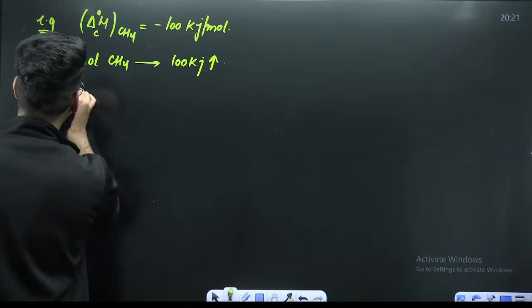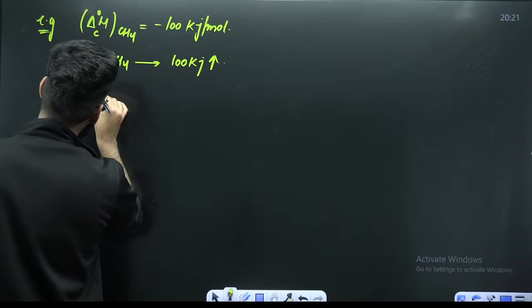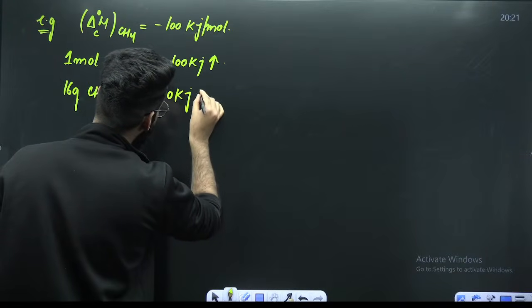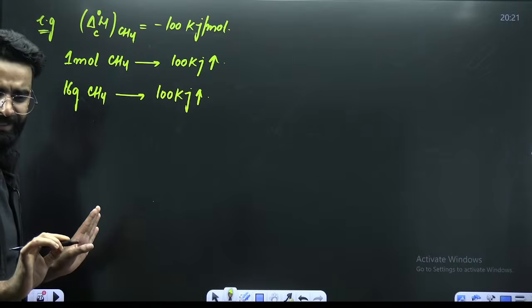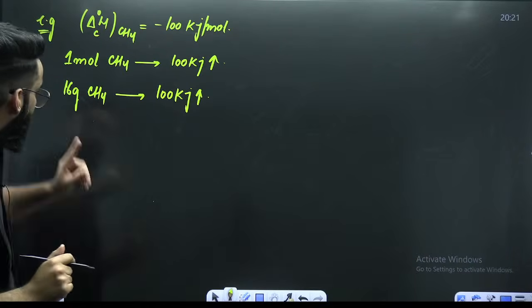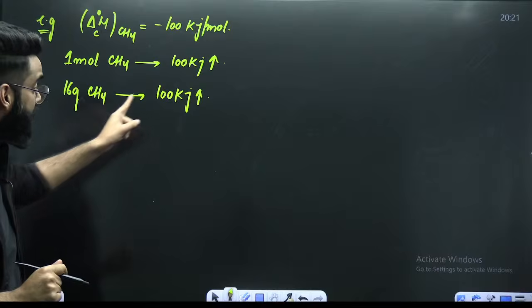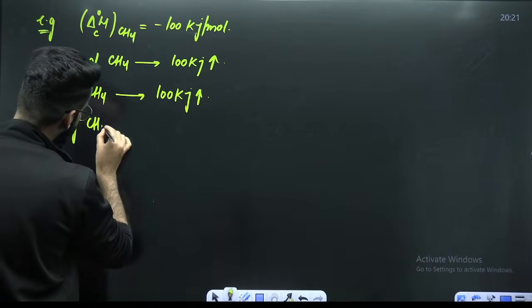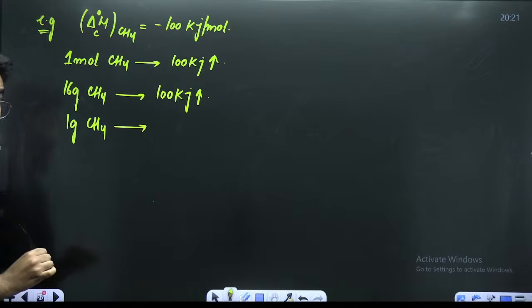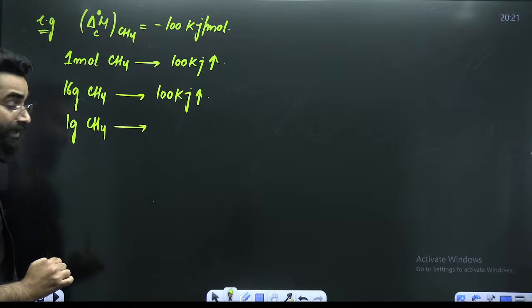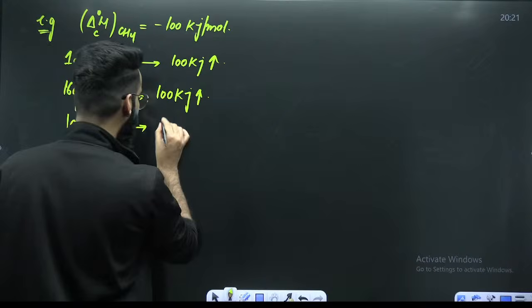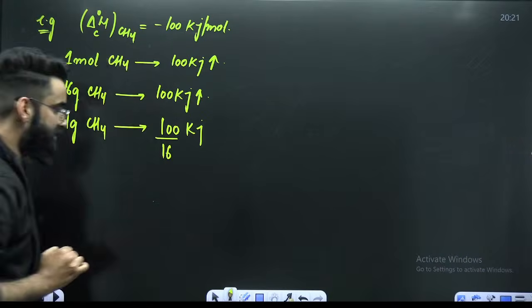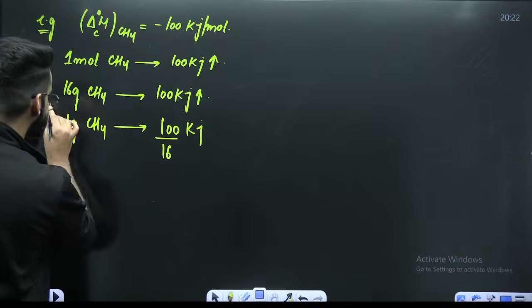So instead of 1 mole of methane, I can write: when 16 grams of methane undergoes combustion, 100 kilojoules of heat is released. Now people, you tell me, when 1 gram of methane undergoes combustion, use the unitary method. The heat release will be 100 divided by 16 kilojoules.